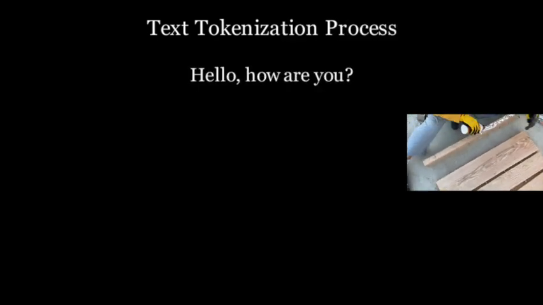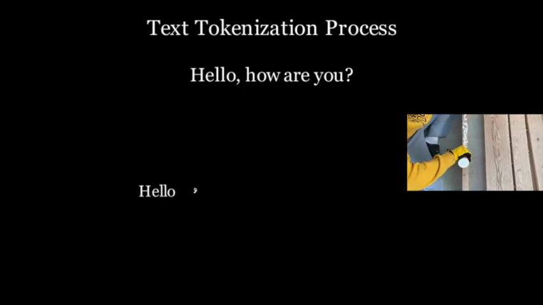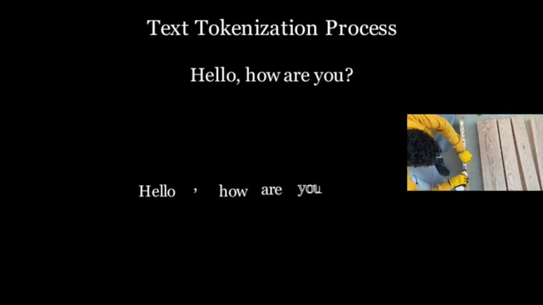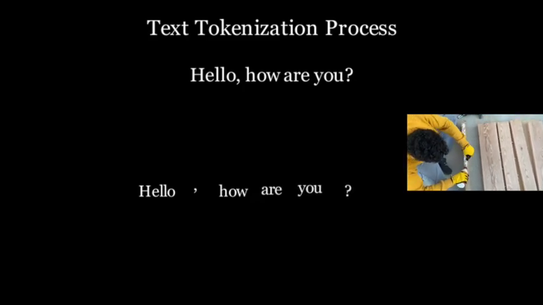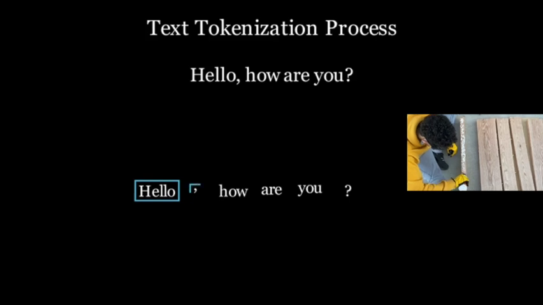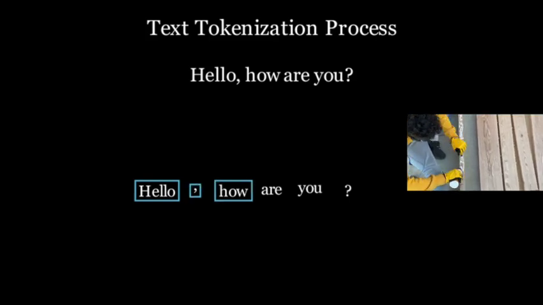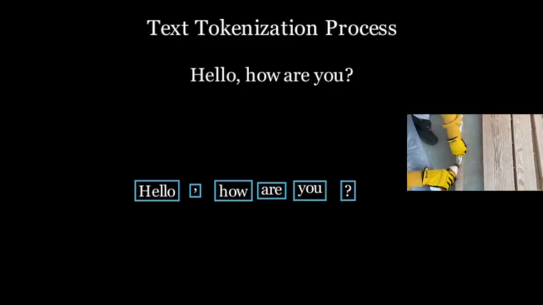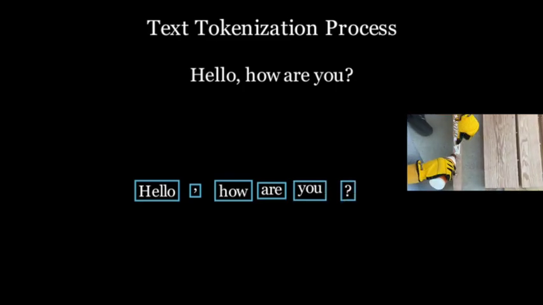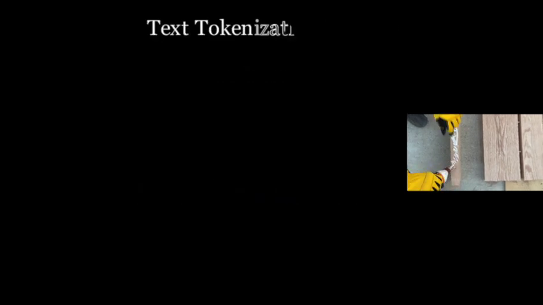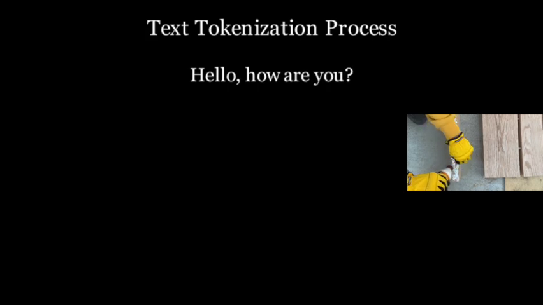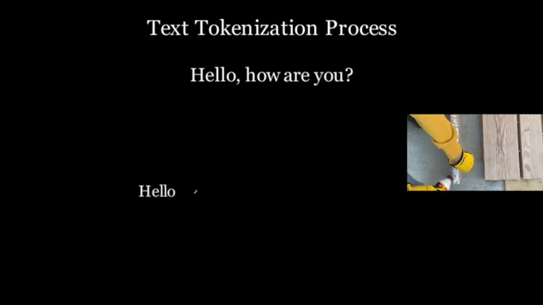For tokenization, first, the input is broken down, input in this case being "hello, how are you," into smaller pieces called tokens. These could be words, like "hello," parts of words, or characters, like comma and question mark. Each token is then assigned a vector, a list of numbers that encode its meaning.